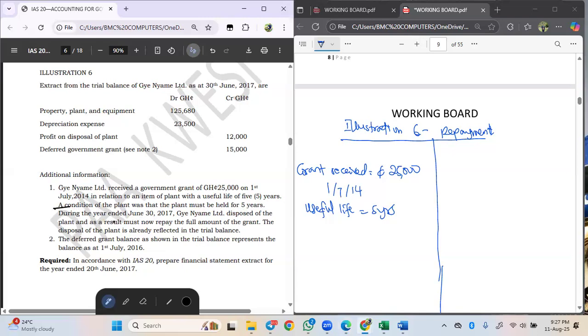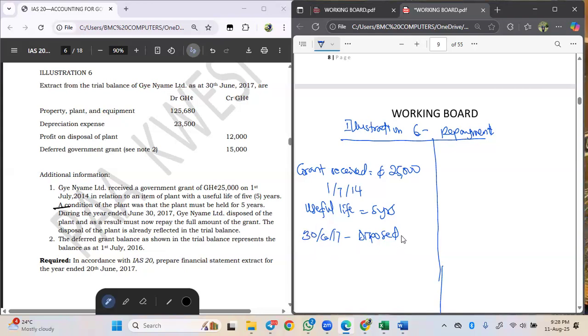But here is the case. During the year ended 30th June 2017, they disposed of the asset. So from 1st July 2014 to 30th June 2017, how many years? 3 years. Yes, 3 years. So they disposed of it at 3 years' time.